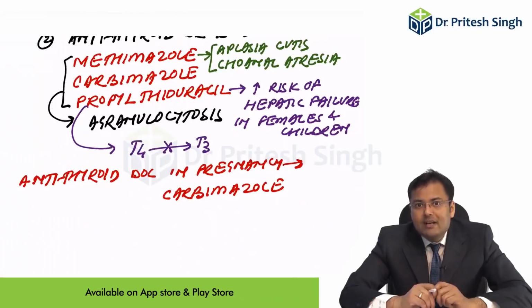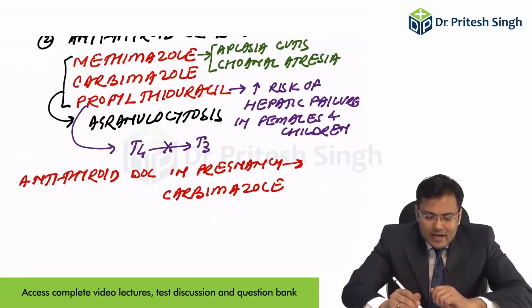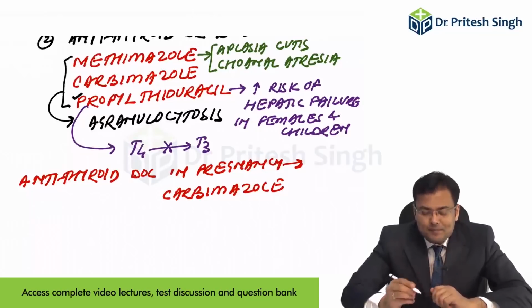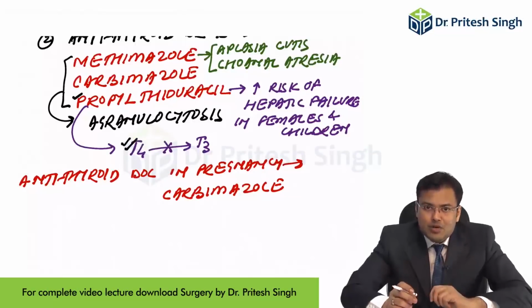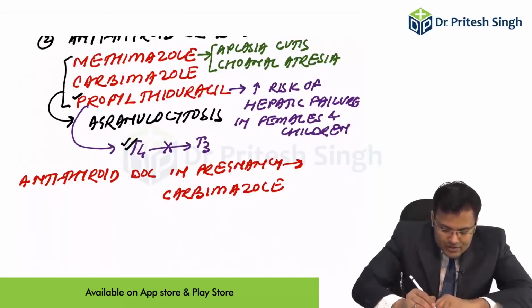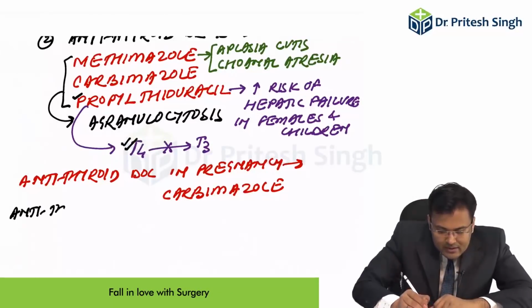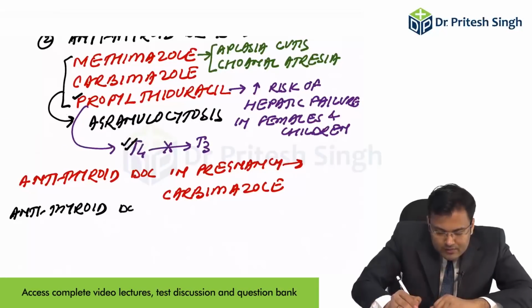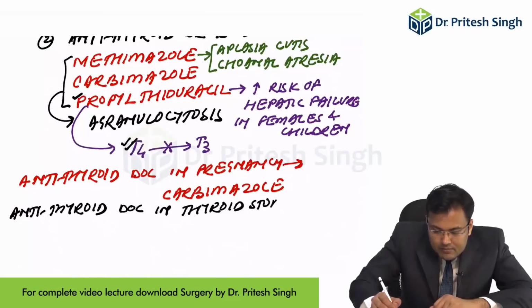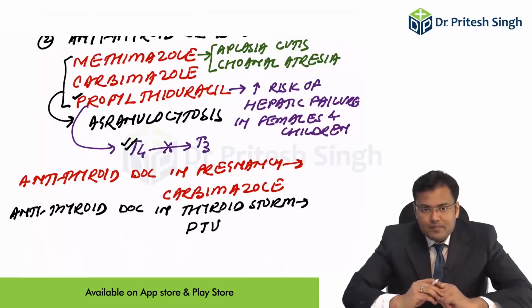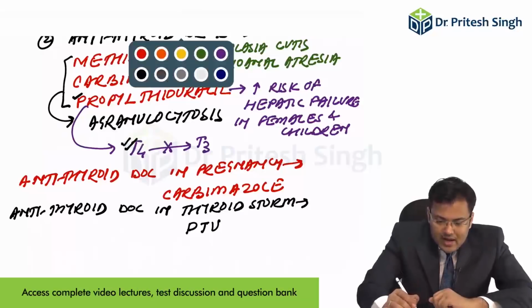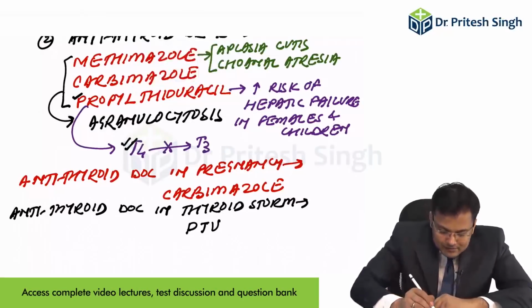Anti-thyroid drug of choice in thyroid storm. If there is thyroid storm, then anti-thyroid drug of choice is what? Propylthiouracil. Why? Because of this special property. It blocks peripheral conversion of T4 to T3. So second question: anti-thyroid drug of choice in thyroid storm, and that is propylthiouracil, PTU. Third question.